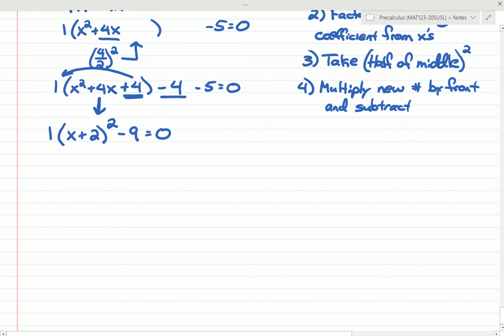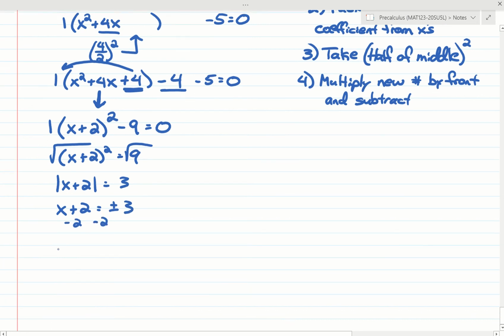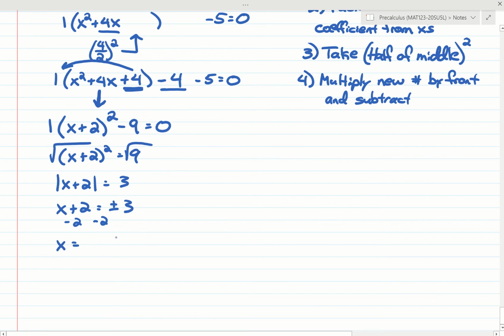And now in this case, we could just solve it by using radicals. We could bring the 9 on the other side. Take the square root of both sides. Remember your absolute value. We could write plus or minus if you want, or we could write it separately. Generally, what we do is we just put the plus or minus. It's a little less writing. And of course, we subtract the 2. And we're going to put that in front of the plus or minus sign. So we get x is equal to negative 2 plus or minus 3. If you do negative 2 plus 3, you get 1. And if you do negative 2 minus 3, you get negative 5. So these are our two answers here.